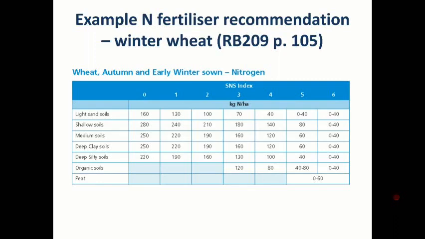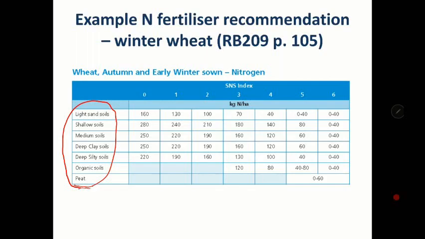Here's an example of what your tables look like. A little bit more complex than the phosphorus and potassium ones because they also have this soil type section on the left, you see. So you have to actually choose the row that's applicable to the soil type in your field. And then you just read across, and depending on the index, find the appropriate nitrogen rate.